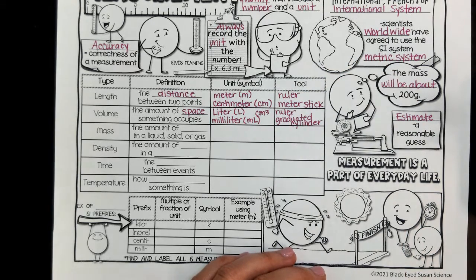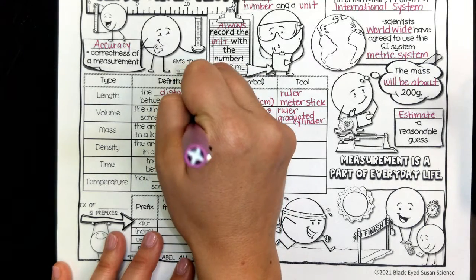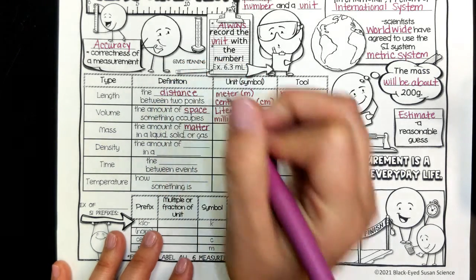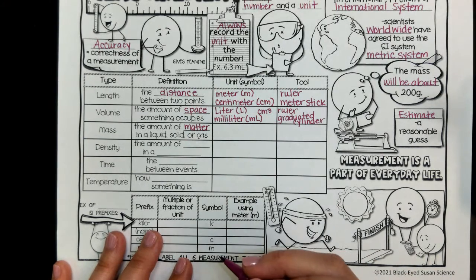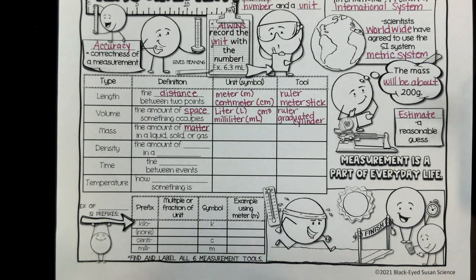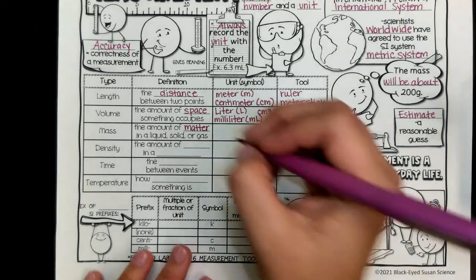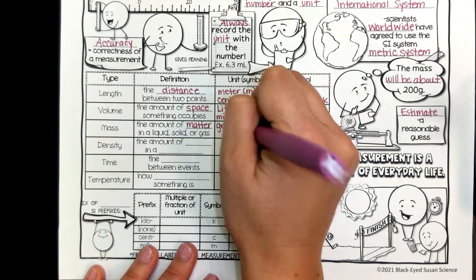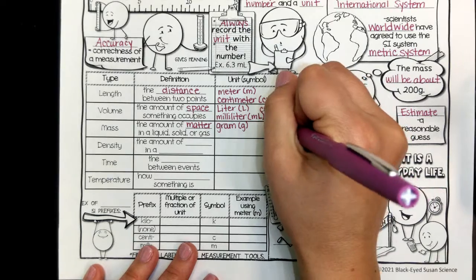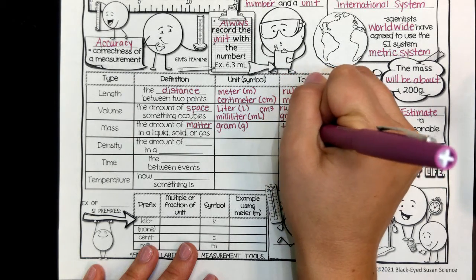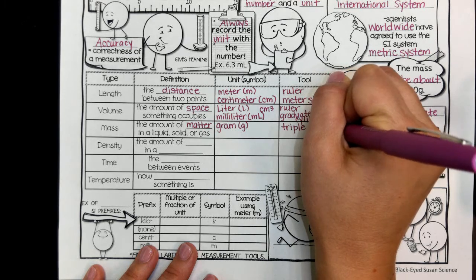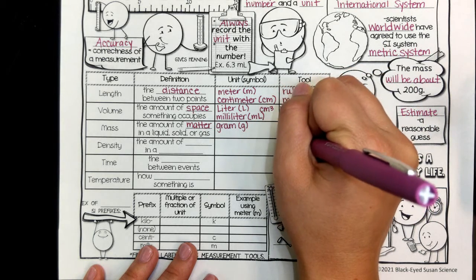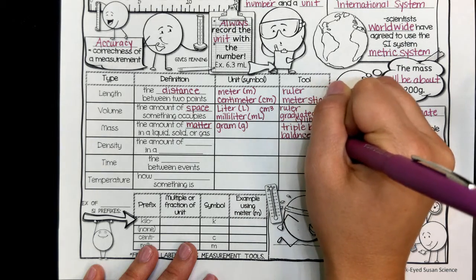The graduated cylinder is what we're going to use to measure the volume of a liquid. Mass is the amount of matter in a solid, liquid, or gas. So volume is the amount of space it takes up, and mass is the amount of actual matter in the object. So mass we measure in grams, which is a lowercase g. And we use a triple beam balance or a scale. You can also use a scale.